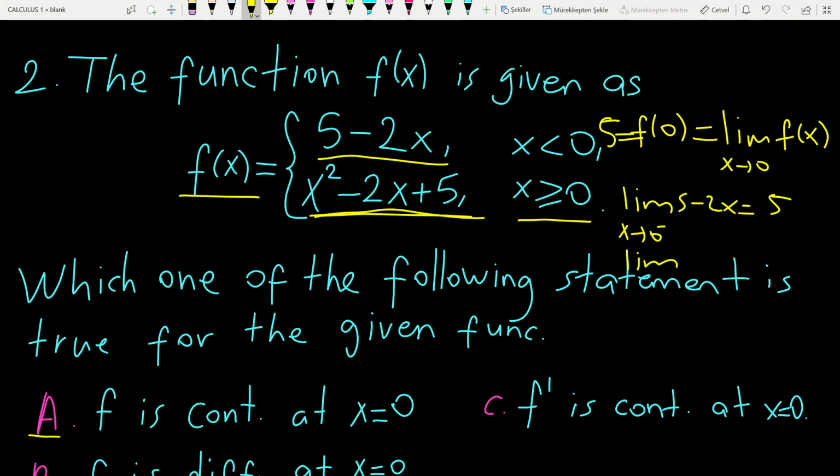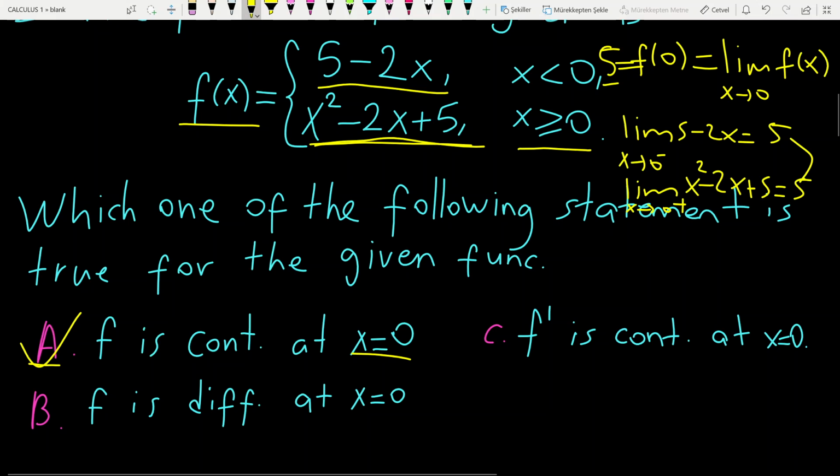Limit from right, the function is x squared minus 2x plus 5. When you plug 0, you have again 5. Since the limit expression is equal to 5, this function is continuous at the point 0. No problem. So this is true.